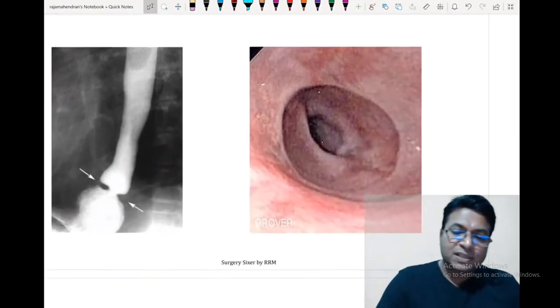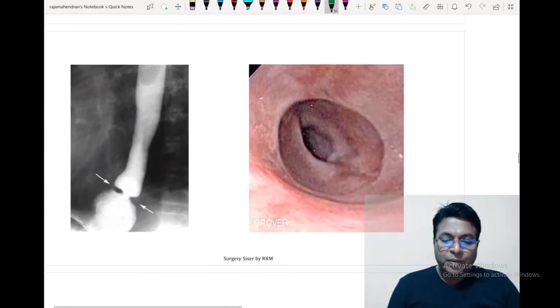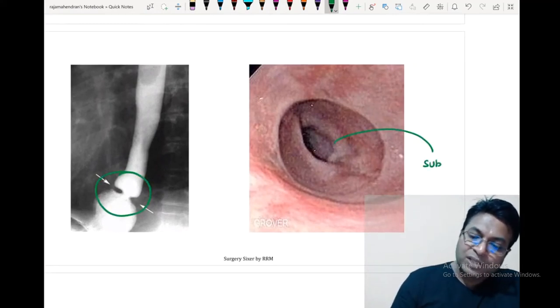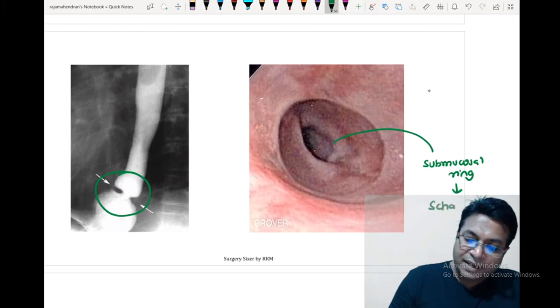So can you tell me what this image is showing? This image is showing a barium swallow with a ring here. Endoscopy shows that ring here. It is a submucosal ring seen in GERD patients, known as Schatzki ring. So this can be easily treated by dilatation. Dilatation is the treatment for this type of Schatzki ring.